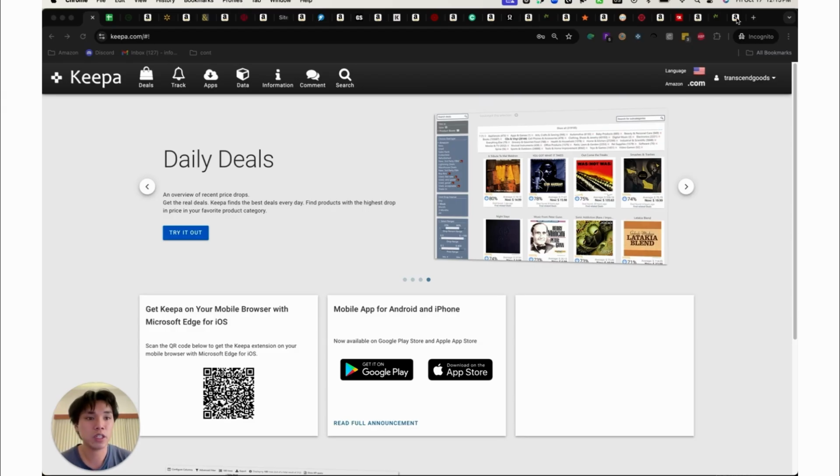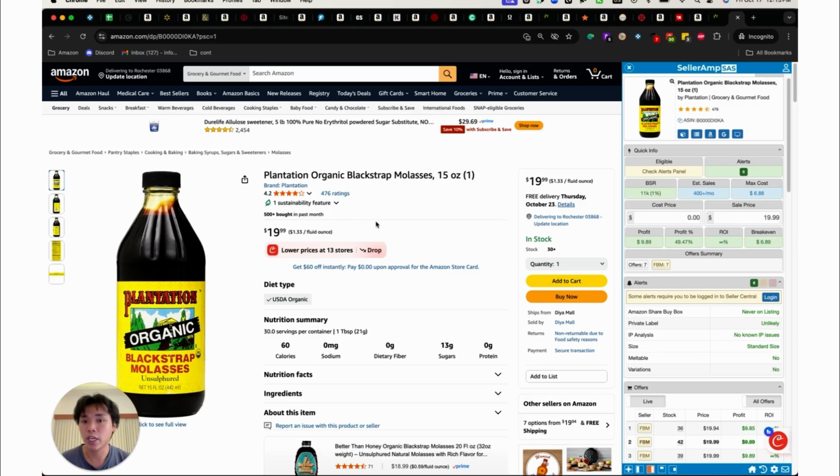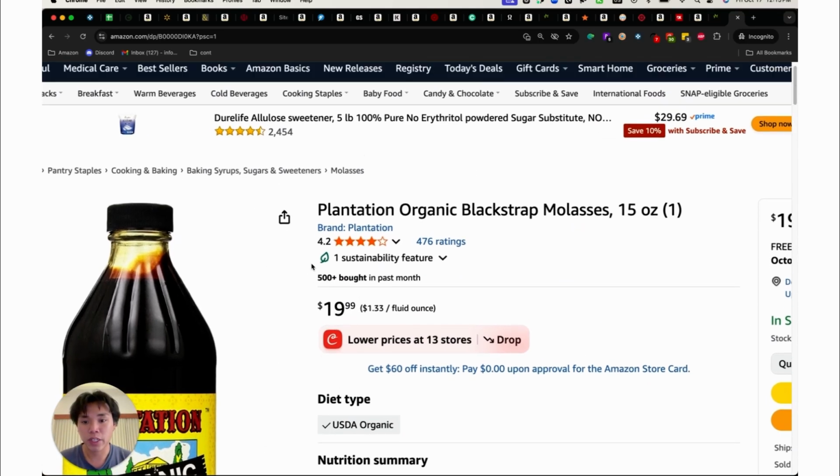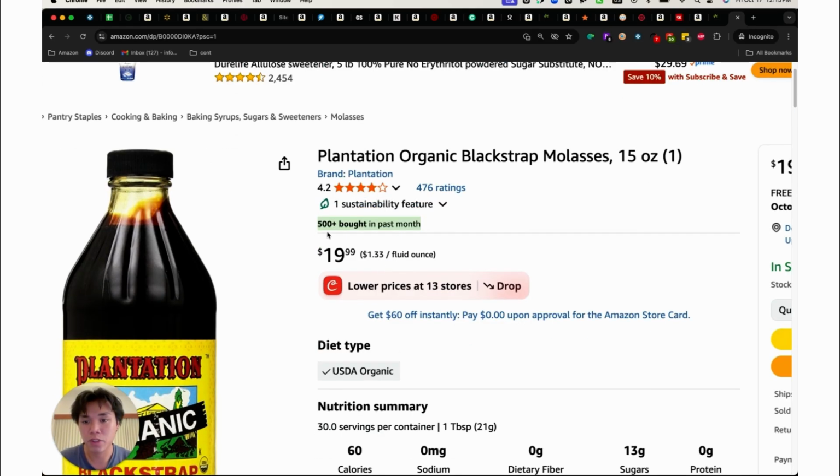The first product here is this Plantation Organic Blackstrap Molasses, about 15 ounces. When you're looking at a product, you want to look at the weight sometimes just to get an estimate of shipping in your head. First thing I look at is this number right here. Sometimes Amazon listings have it, sometimes they don't, but this number is super accurate. Amazon doesn't lie about this number, so we know this product is actually being sold 500 times a month.